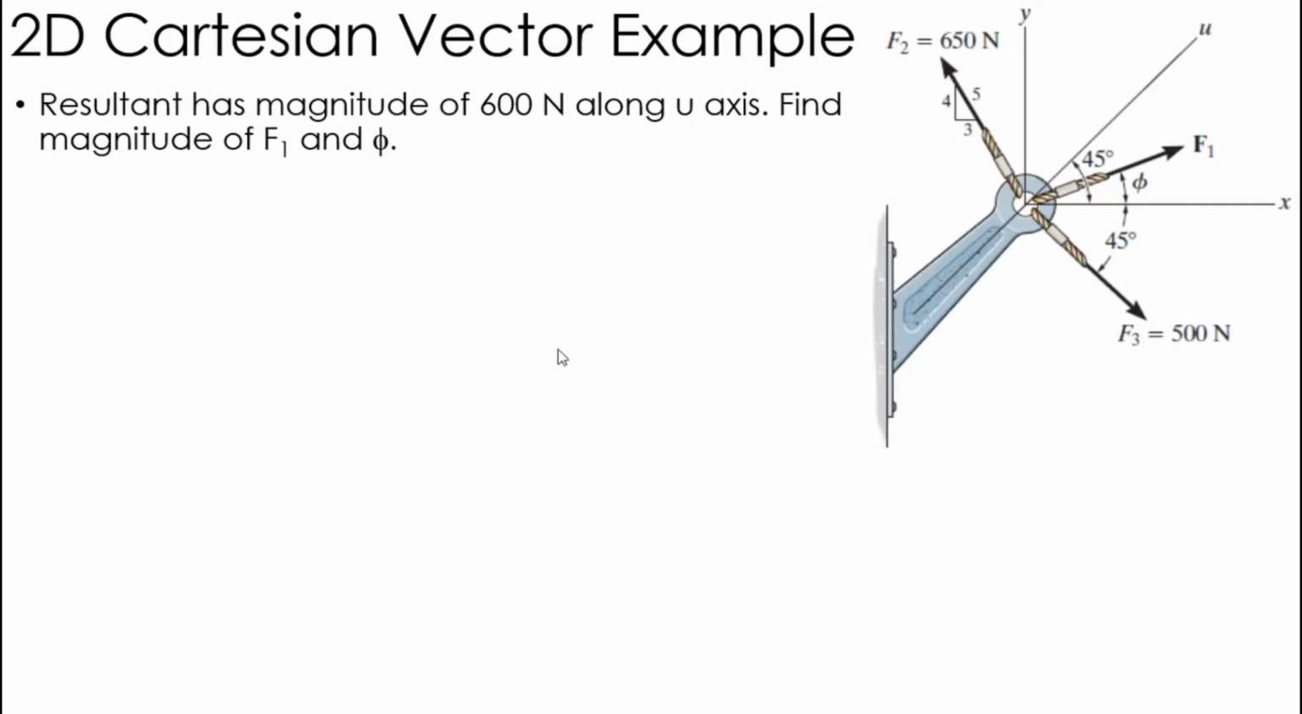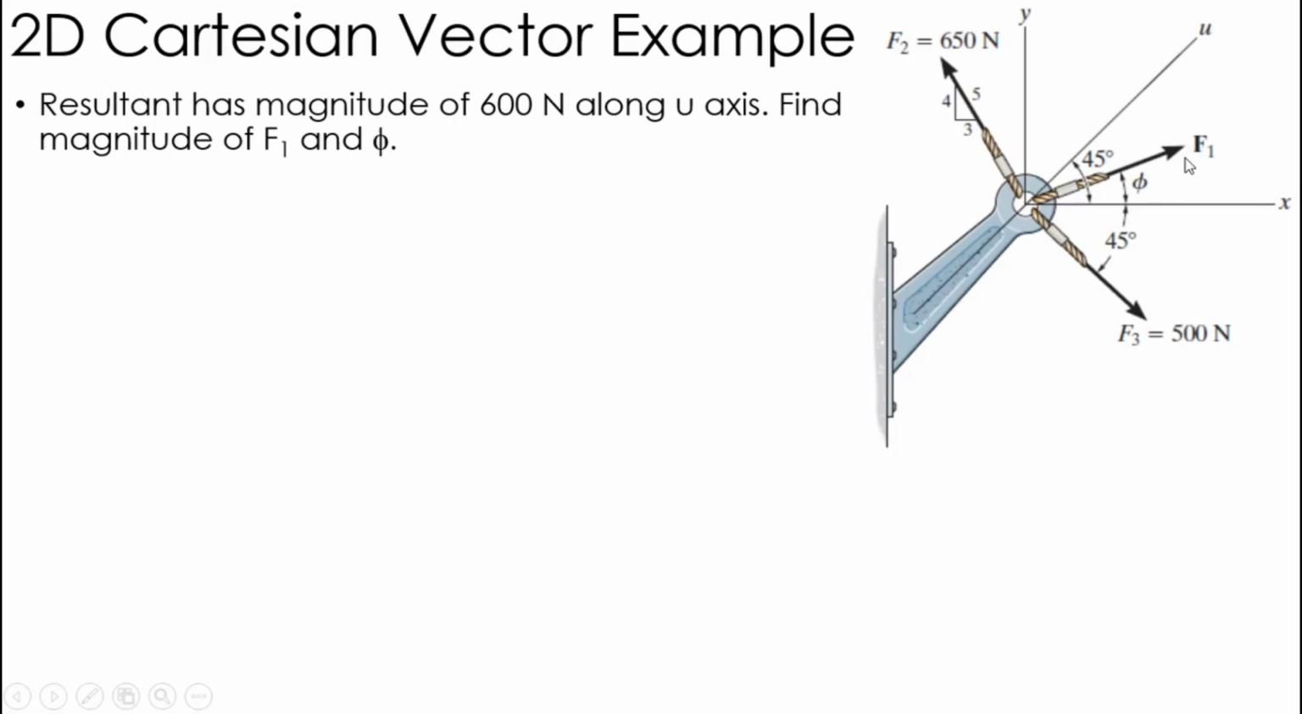In this problem, we want to find F1, one of the forces, knowing that I have a resultant force that equals 600 newtons along this U-axis. So I'm giving F2 and F3 and the resultant force, and I want to find F1.